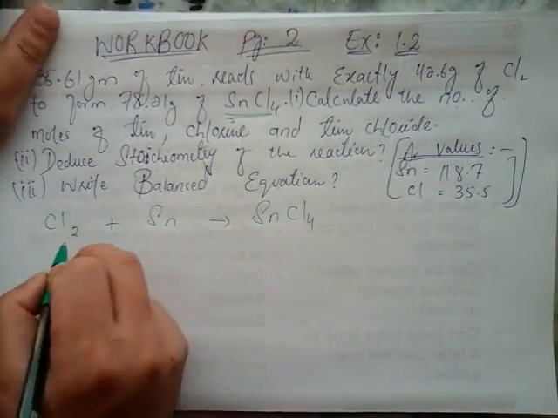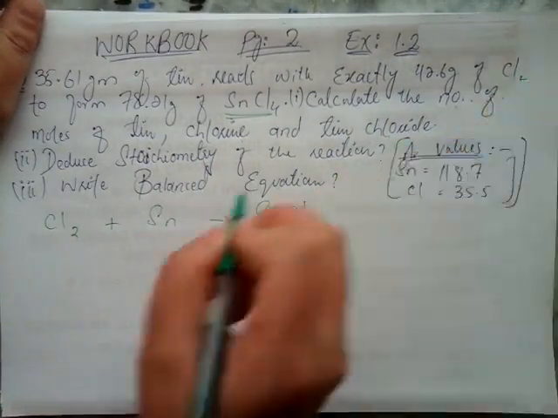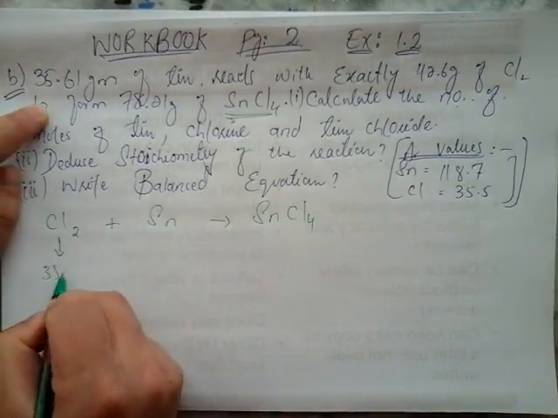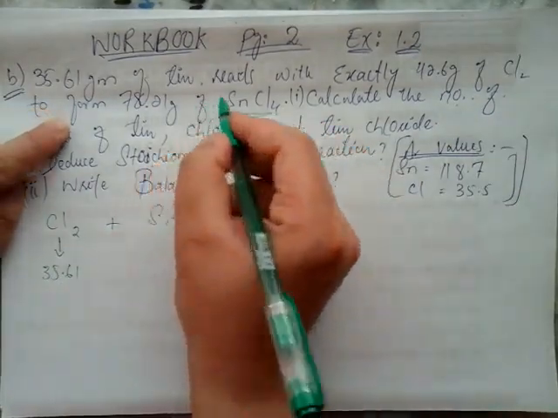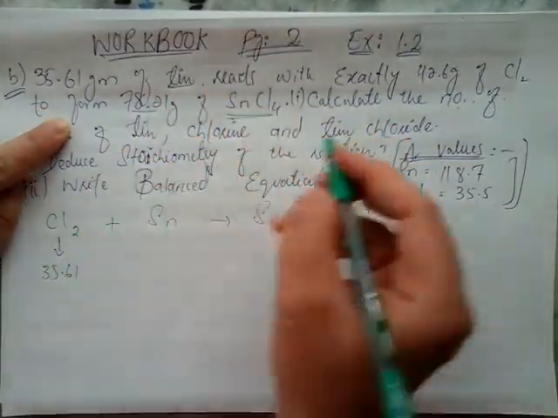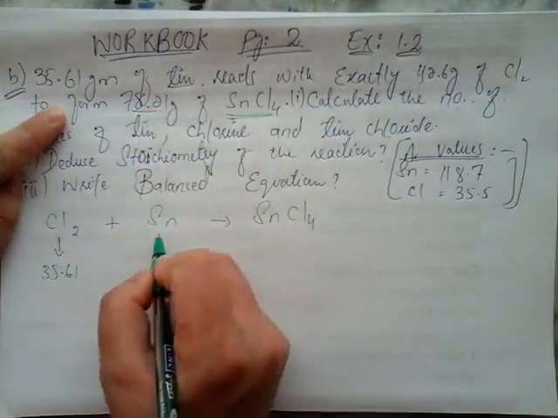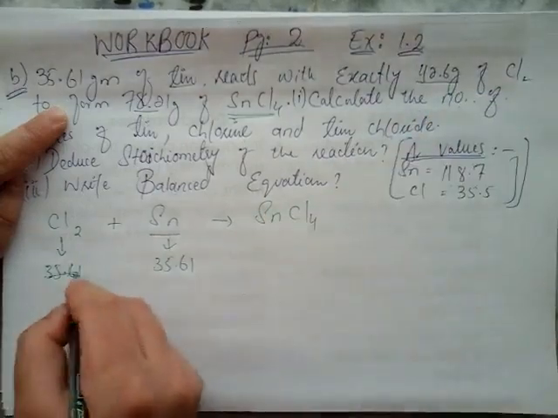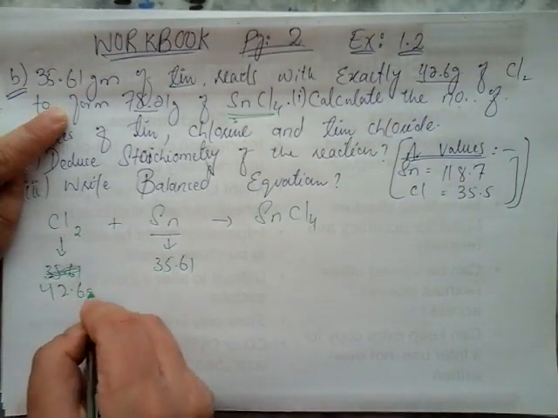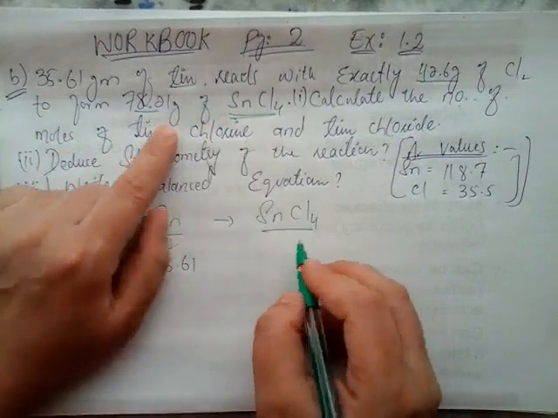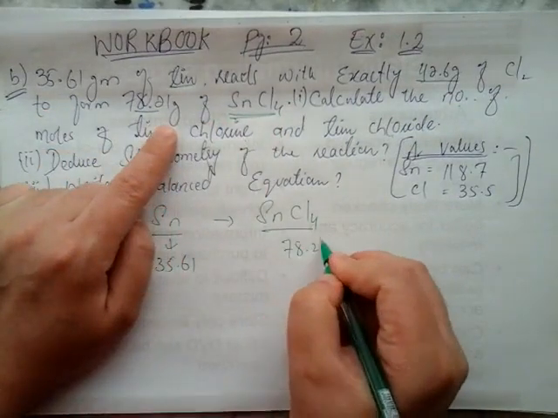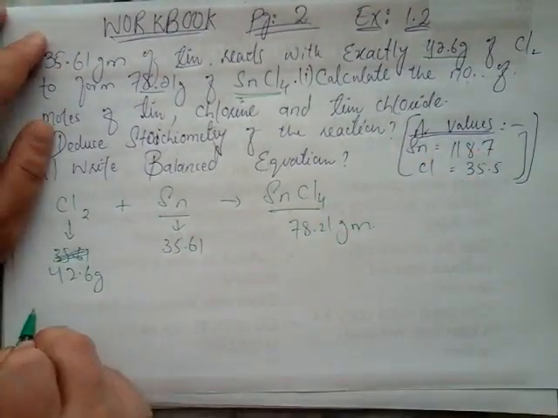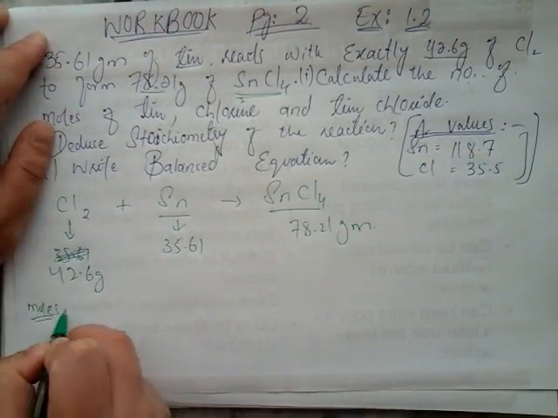Now the weight of the chlorine is given, and that of tin is given. Tin is 35.61 and chlorine is 42.6 gram, and tin chloride is 78.21 gram. So we have to calculate the moles, so we can easily convert them into moles.